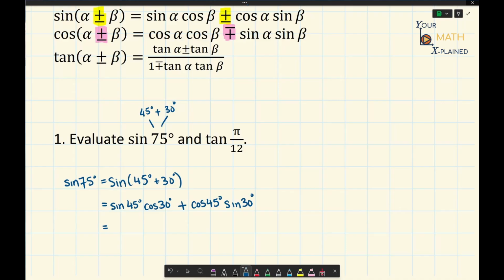So sine 45 degrees is 1 over root 2. Cosine of 30 degrees is root 3 over 2. Plus cosine of 45 degrees is 1 over root 2. And sine of 30 degrees is 1 over 2. And now adding them together, we get this is root 3 plus 1 over 2 root 2.